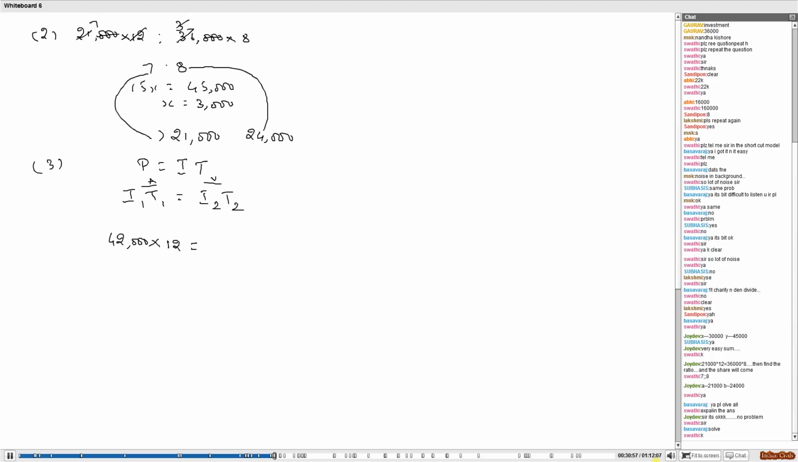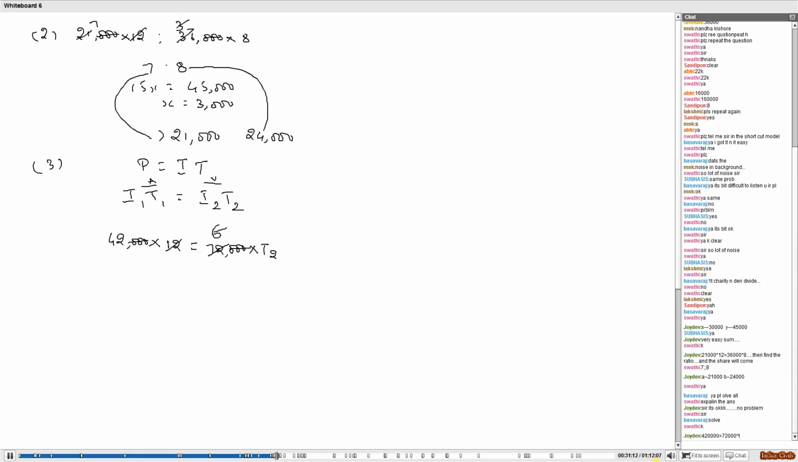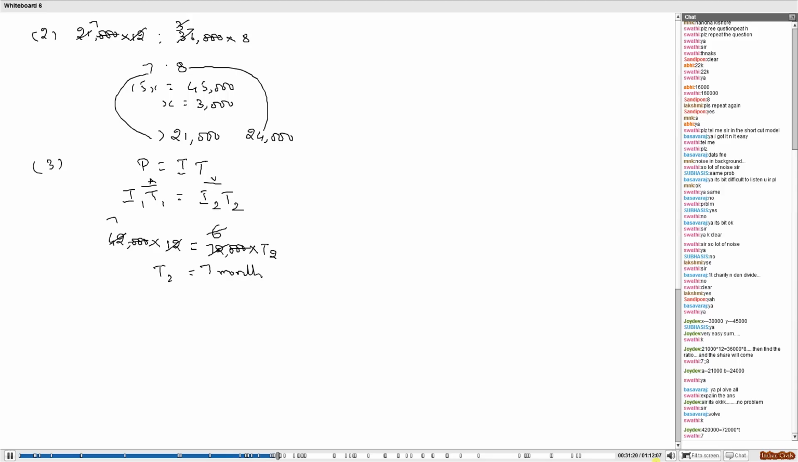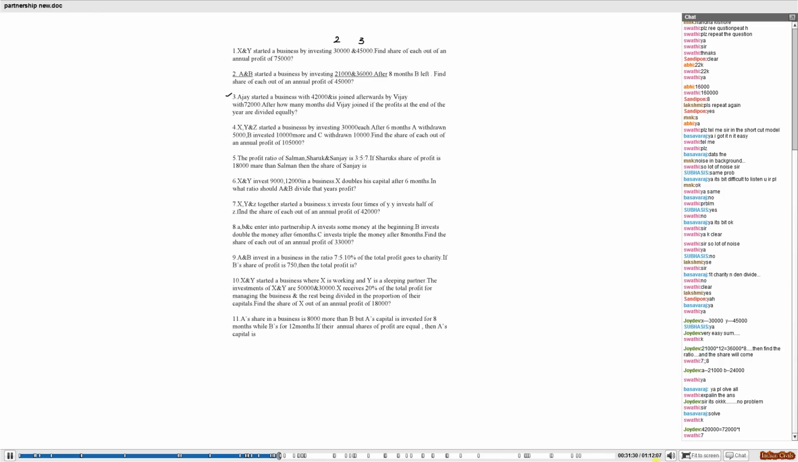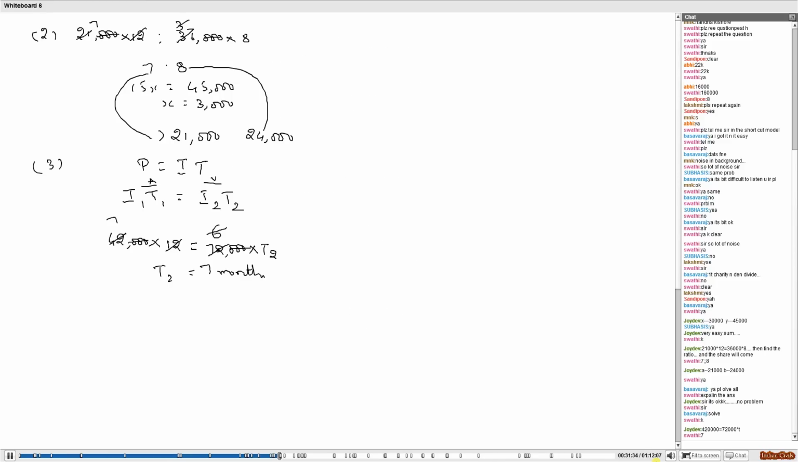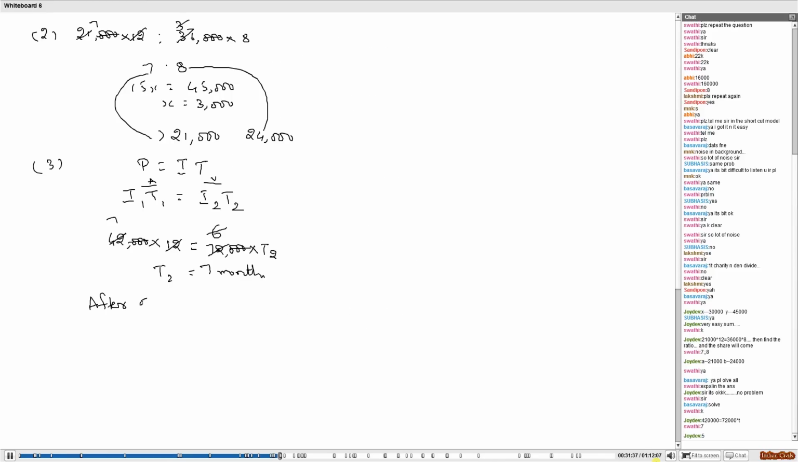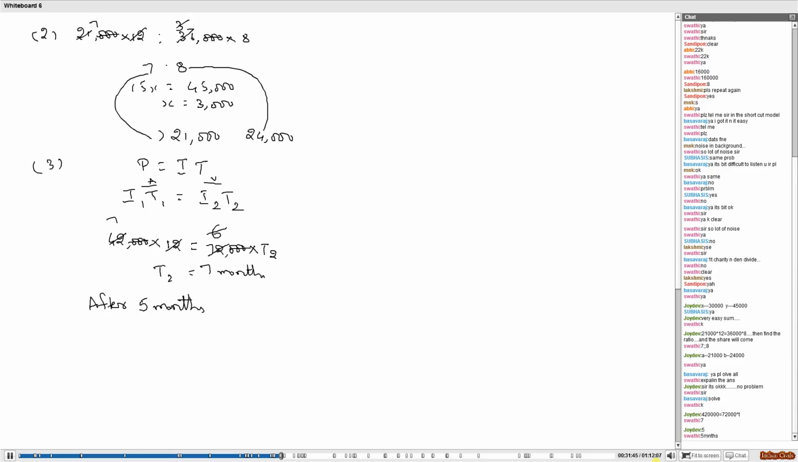Let us take it is Ajay and it is Vijay. So Vijay investment is 72,000. We don't know about the time period. So 2 ones are 12, 6 twos, 6 sevens are 42. So T2 is equal to 7 months. Look, Vijay is in the business for 7 months. But the question asked is, after how many months did Vijay join? So that is after 5 months. Exactly. We got the time period as 7 months, Vijay is in the business for 7 months. That is, he joined after 5 months.